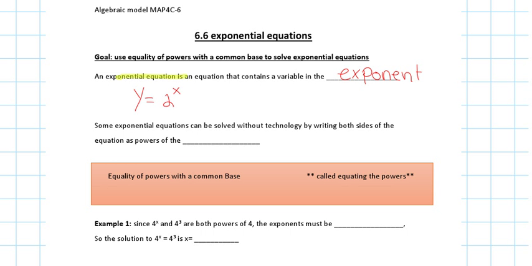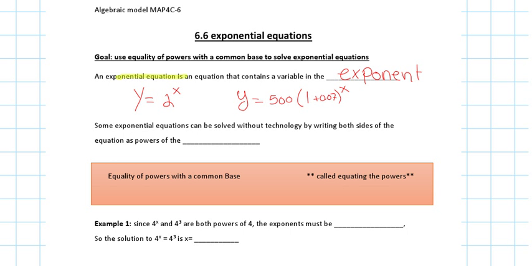Another example would be y equals 501 plus 7 to the power of x. Or let's make that 0.07. Okay? This is called an exponential equation. Why is it called an exponential equation? Because my exponent is the variable. Okay?